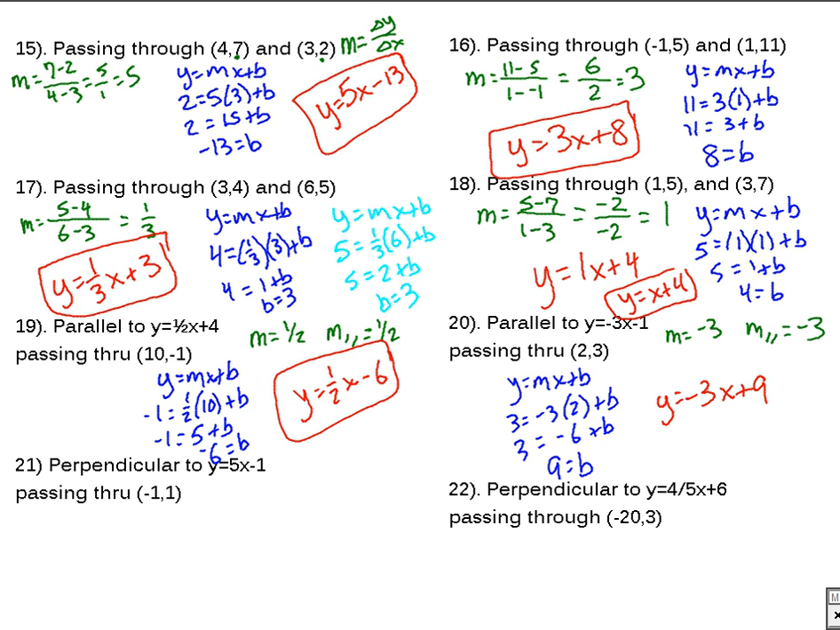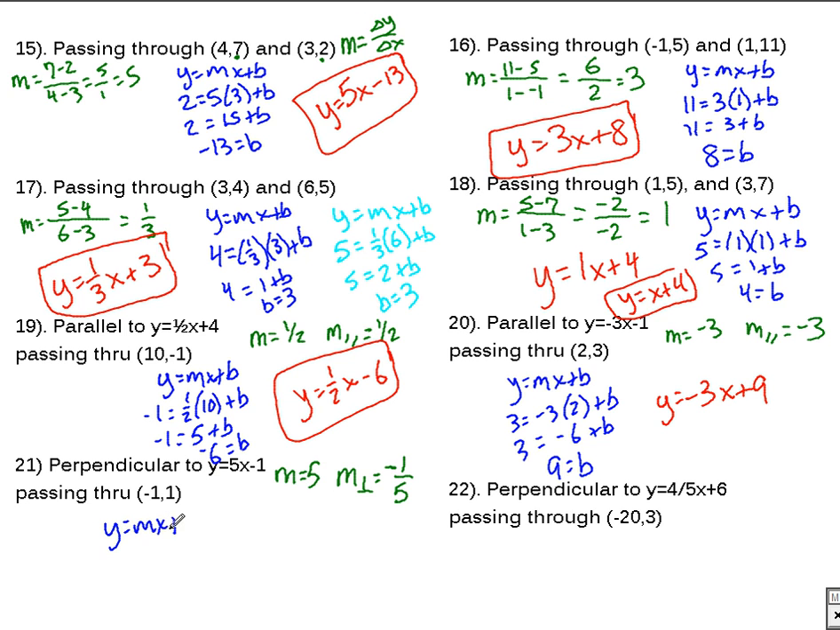Perpendicular. Two things you do for perpendicular. My original slope here was 5. Two things I do to get a perpendicular slope. It's a double flip. I need to flip the fraction, so it was 5 over 1, now it's 1 over 5, and I flip the sign. It was positive, now it's negative. If my original slope was negative, then I would make it positive. So there I have my slope.